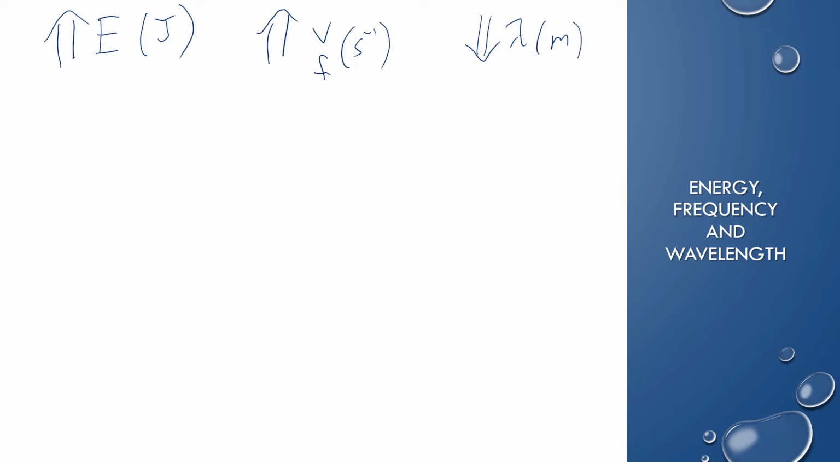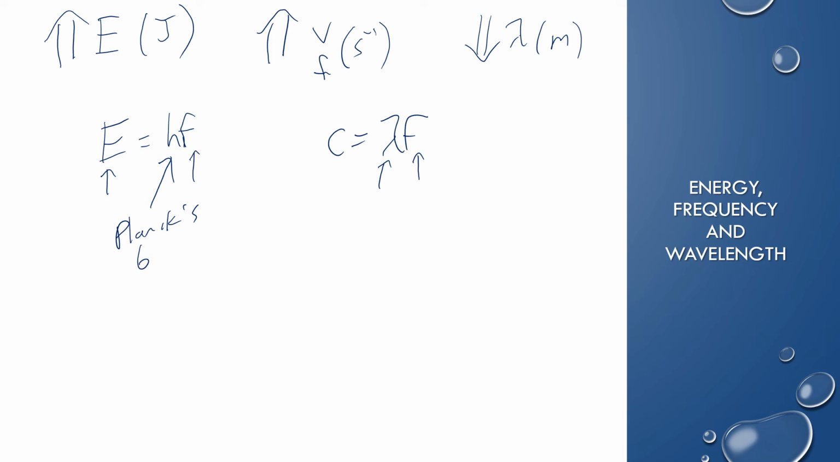Now we can actually relate these to each other quantitatively using two equations. And these equations are in your data booklet. It's E equals hf. And the other equation is c equals lambda f. And E, of course, is energy in joules, frequency in inverse seconds in both equations, wavelength in meters. h and c are constants. h is called Planck's constant, and it is 6.63 times 10 to the negative 34.